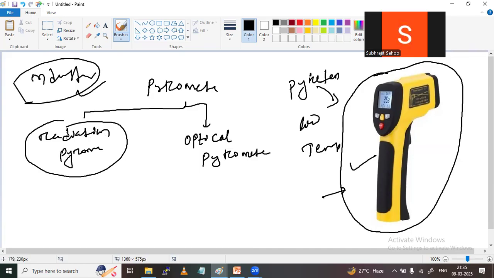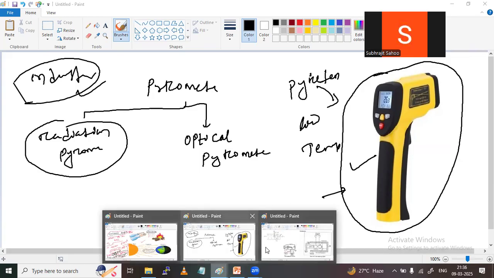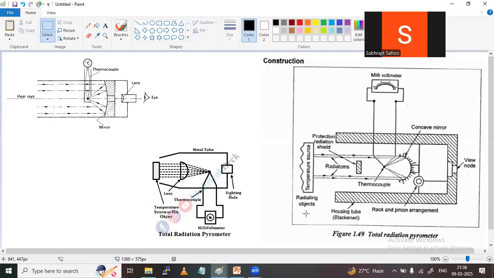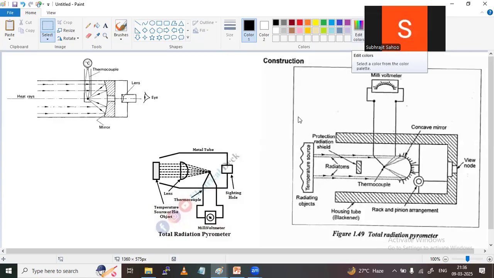So how is it? Through the construction, through the diagram of that instrument, we can understand. Here, three diagrams I have given. Any diagram you can draw, all are correct. Different books have different diagrams. I collected them. This is one diagram.